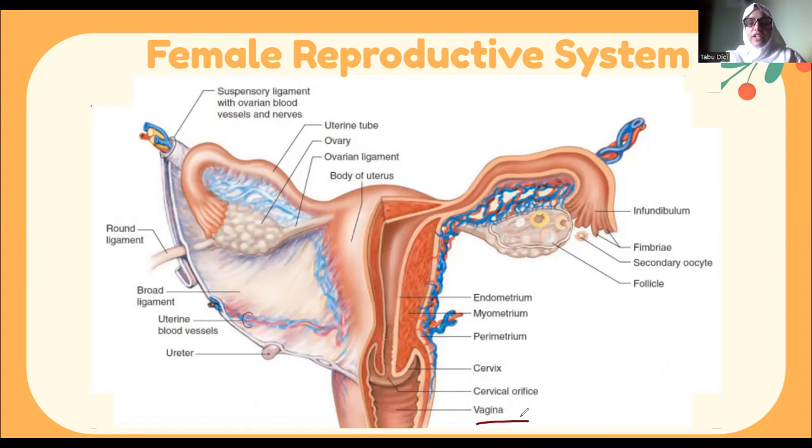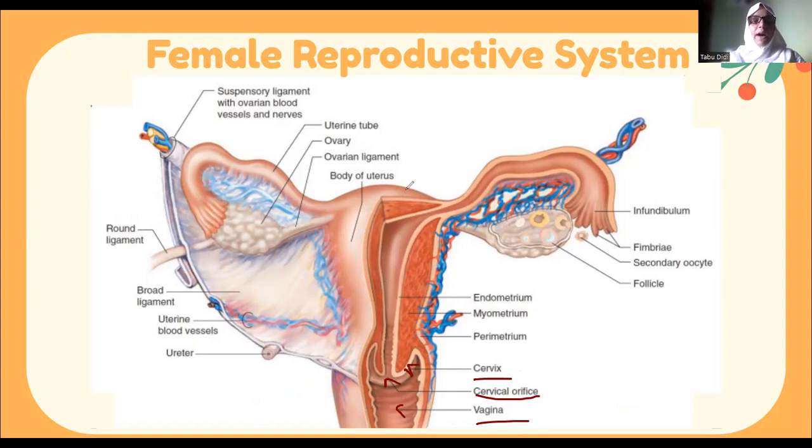So we are done with the vagina. Here is the cervical orifice and here is the cervix. You need to know, at least as of now, what this region is known as. If I tell you where the cervix is, you should be able to locate it, and where the vagina is, you should be able to locate it.